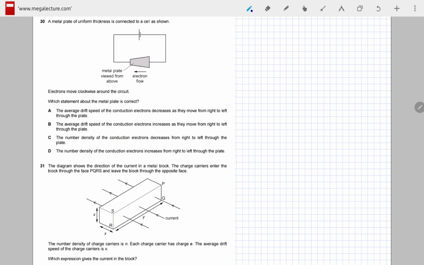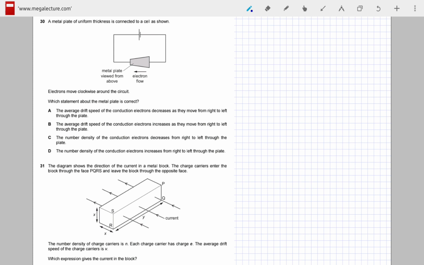Question number 30. We have a plate of metal of uniform thickness, and it is connected to a cell as shown. So the electron flow is towards the left, and this is the metal plate when it's viewed from above. Electrons move clockwise around the circuit. Which statement about the metal plate is correct?